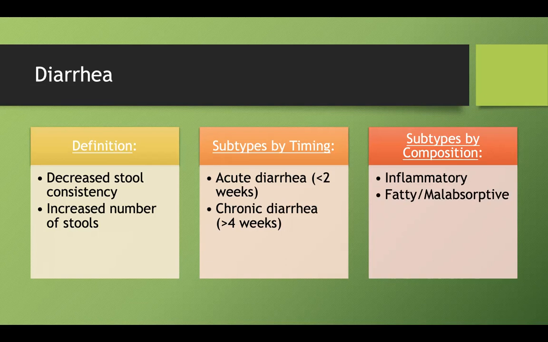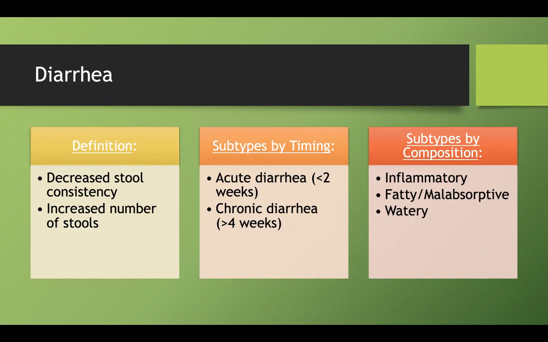You can get inflammatory diarrhea, where it's filled with blood, mucus, and white blood cells. You can get fatty or malabsorptive diarrhea, where you actually see fat. You can get a positive fecal fat test, and the stool might float. And finally, you can get a non-inflammatory or watery diarrhea.